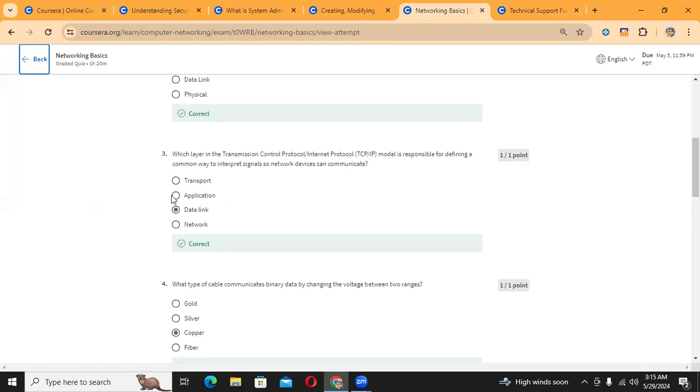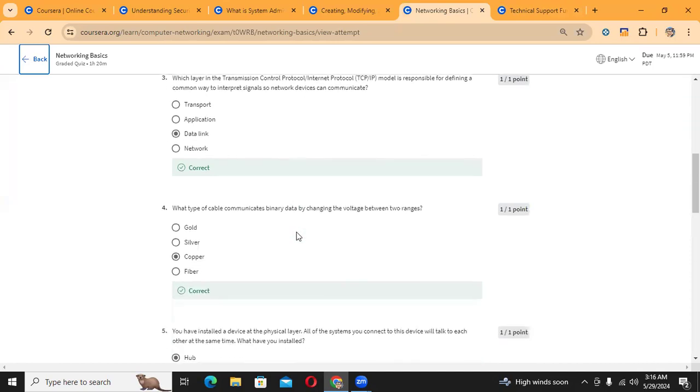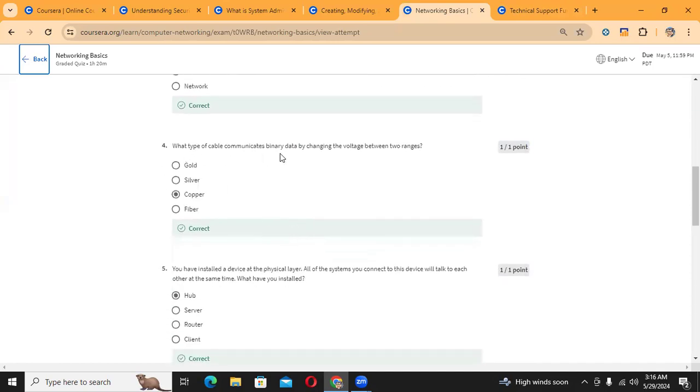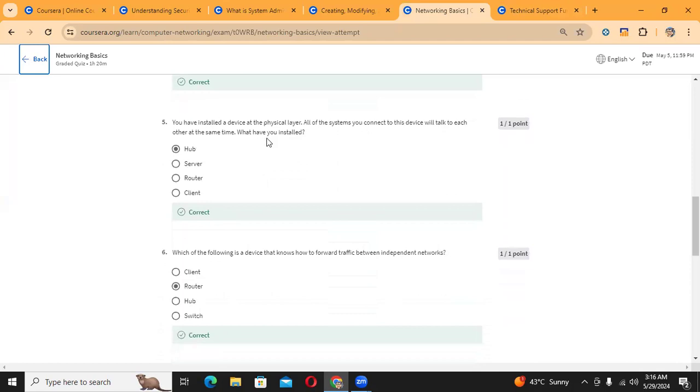It's about the data link, because these both are dealing only with data link. What type of cable transmits binary data by changing the voltage between two ranges? The copper wire is used to transmit the binary data by changing the voltage, because copper has more voltage. You have installed a device at the physical layer. All you connect to this device will tell each other at the same time what you have installed. So it's a hub.